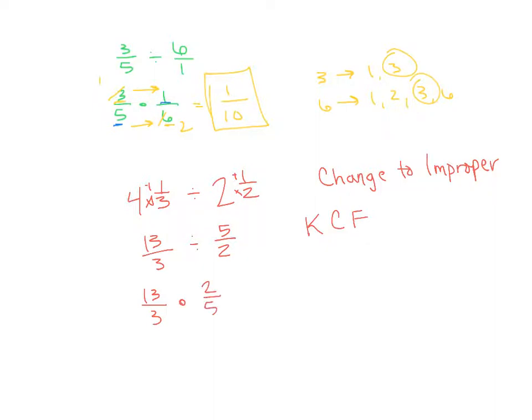Okay, look at opposites. So let's look at 5 and 13 first. We got 1 and 5. 13, we got 1 and 13. Can't do any change in there, so let's look at green. 2 and 3. 2 is divisible by 1 and 2. 3 is divisible by 1 and 3. Nothing there. So we just multiply straight across. 13 times 2 is 26 over 3 times 5, which is 15.